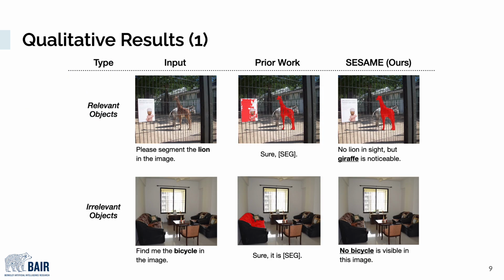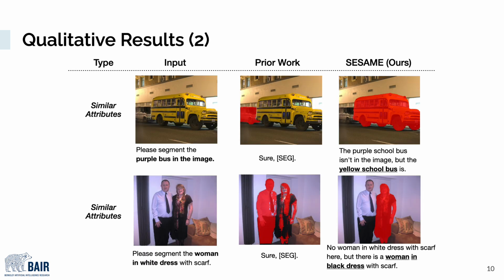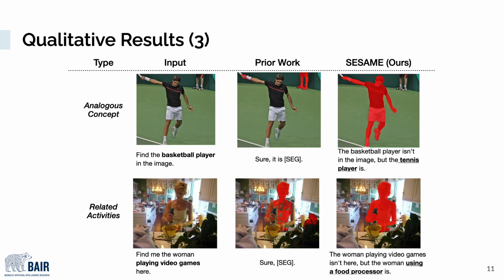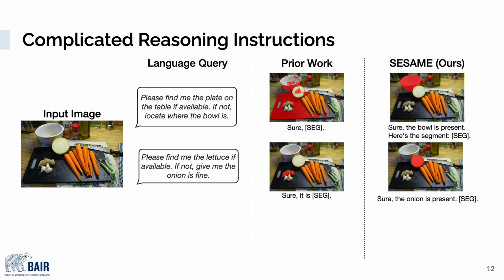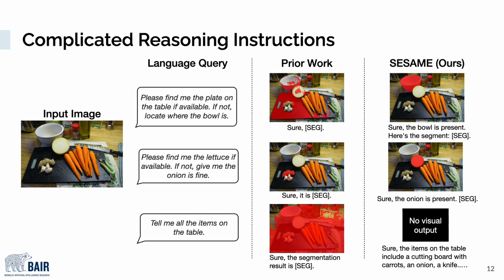So here are other visualization results. As you can see, our method can handle relevant objects, irrelevant objects, similar attributes like color, or analogous concepts and even activities. And it is very impressive that our model can handle really complicated reasoning instructions. For example, for the first two queries, with conditional segmentation tasks, prior methods just cannot understand, but SESAME can do pretty well. For the last example requiring only QA, SESAME can understand that we don't need to produce a segmentation mask at all.